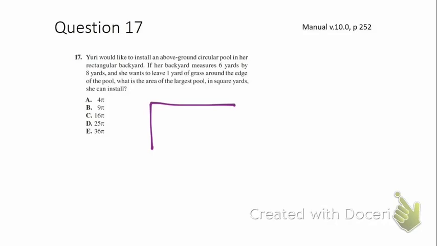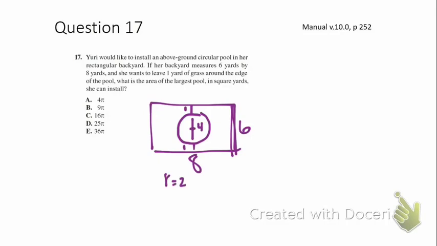So we've got a rectangle that is 8 by 6. We're installing a pool here in the middle where this has to be at least 1 yard and this has to be at least 1 yard. Okay? It's going to be shorter there. So if this is 6 here, then I know all the way across here can only be 4, to give me a total of 6. And so my radius then would be 2. So the area of a circle is pi r squared, so pi times 2 squared, so 4 pi, which is A.